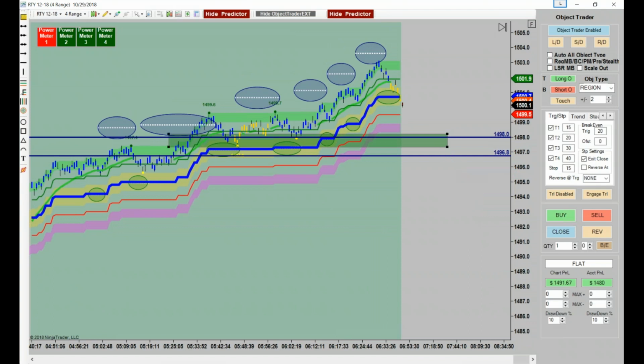Now, I would be ready to take this if it happens to go above mid-band. Right now, right above here, so we'll turn that on. And then we're going to see if we can get a phantom like that.